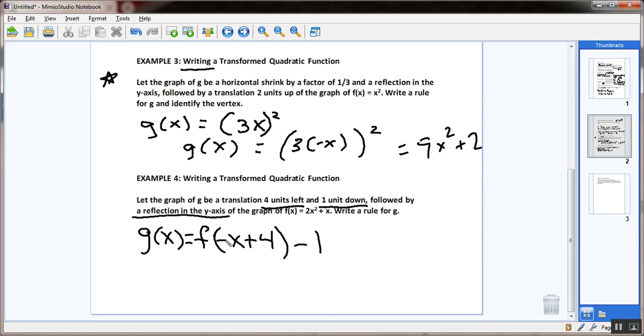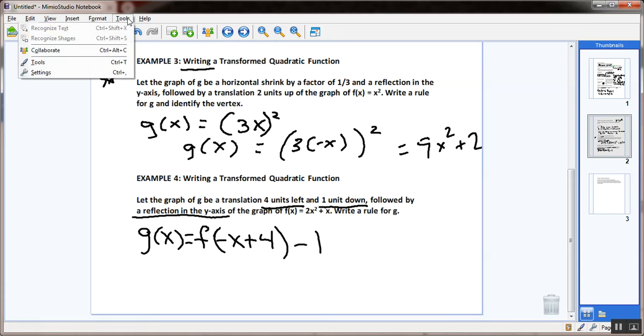Why did I negate the x inside of parentheses, kids? That's the reflection in the what? Okay, why did I put plus 4 with it in parentheses? Left 4 units. Why did I put the minus 1 right there? Okay, so to figure this out, kids, we really need to do and say the following. G of x is going to equal f of, okay, you see this part right here?